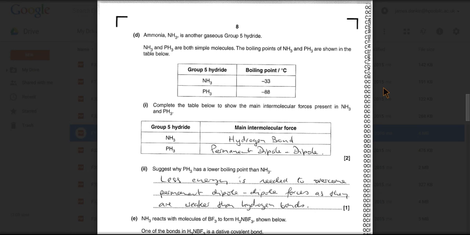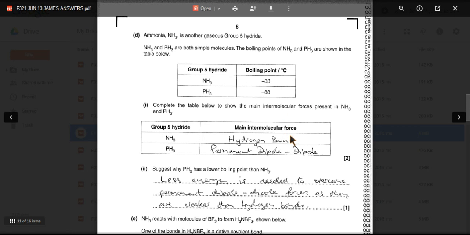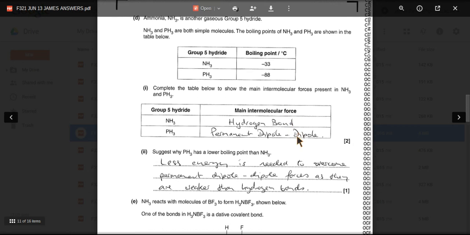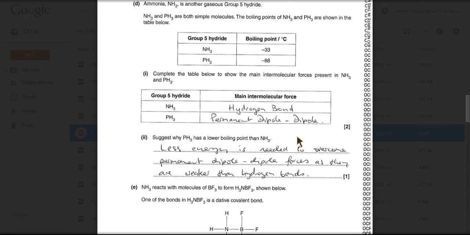So the main intermolecular forces between these molecules, well, NH3, we've got a nitrogen bonded to a hydrogen. That's one of the top 3 electronegativity atoms. Remember, it's fluorine, oxygen, nitrogen in that order. And so we're going to get hydrogen bonding between NH3 molecules. PH3 molecules are polar, but it wouldn't be hydrogen bonds. So there would be permanent dipole-dipole intermolecular forces between PH3 molecules.